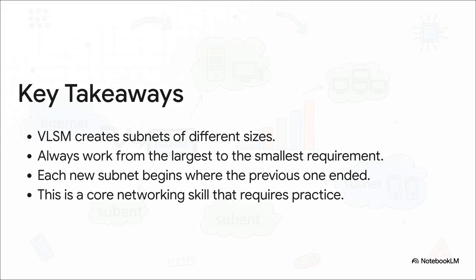So, what are the big things to remember here? First, VLSM is your absolute best friend for being efficient. Second, the golden rule. Say it with me. Largest to smallest. Third, remember the subnets have to be back-to-back. No empty space between them. And finally, and this is the real big picture stuff, this is about way more than just saving addresses. This is how you create logical order and security for your network. It's an absolutely essential skill.